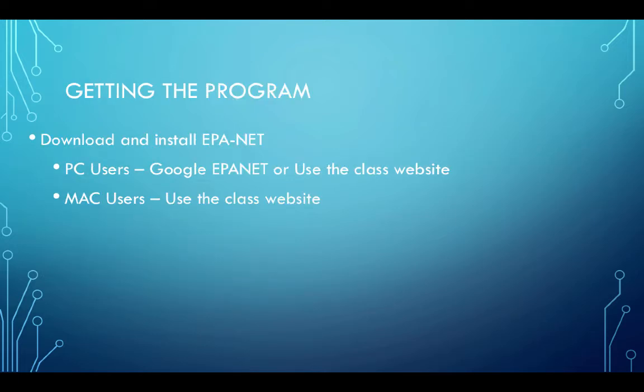To get a copy of the program, you could Google EPANET if you're a PC user and get to the EPA website and download it there, or you can use the class website, which has a link to the same place. For Mac users, you're pretty much limited to the class website. The application bundles that I provide in the class website are essentially similar to those that are available elsewhere. So if for some reason you don't want to get it from a Texas Tech professor, that's fine. EPANET.de is a German website that also has Macintosh application bundles available.